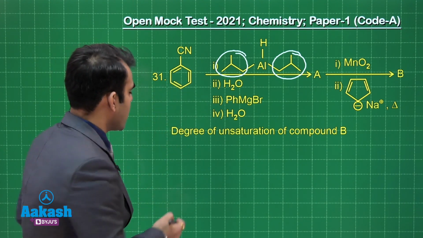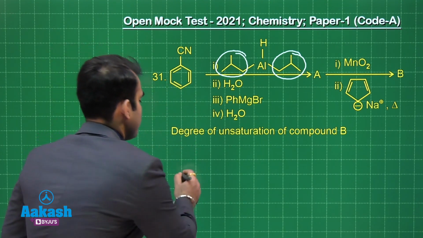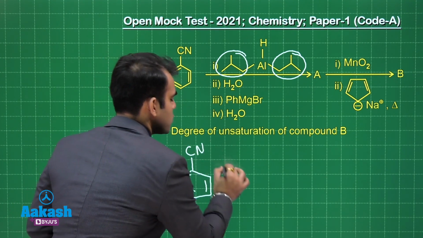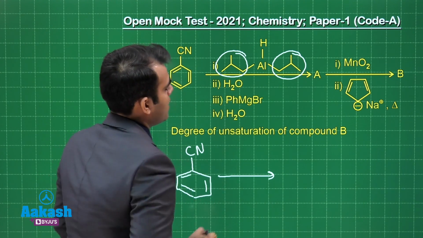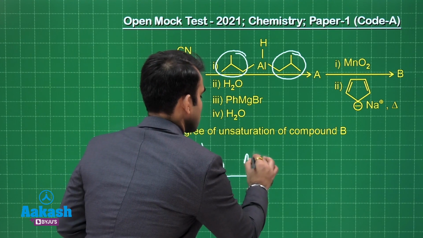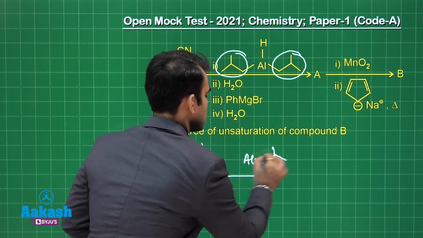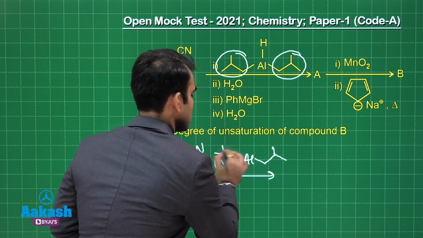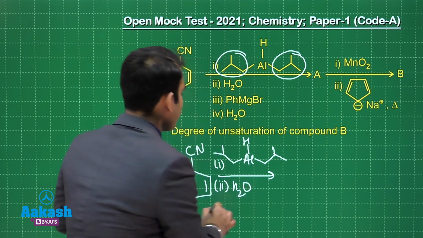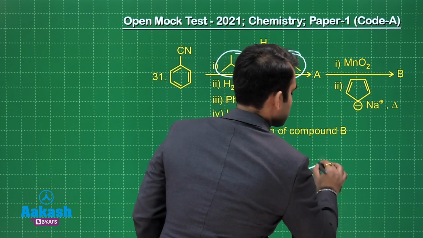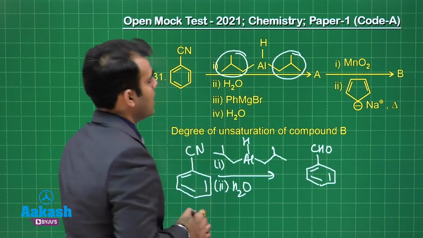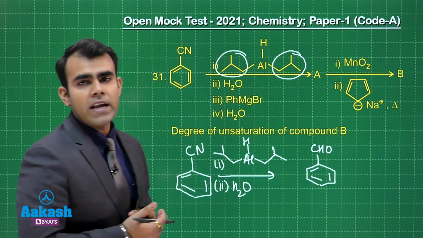And now we know that if I have cyanobenzene and if I am doing the reduction with this diisobutyl aluminium hydride, followed by hydrolysis, we get aldehyde. Now this reaction you all have studied. Now after that what we are doing is we are providing PhMgBr.